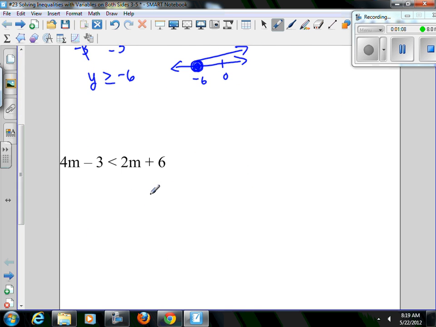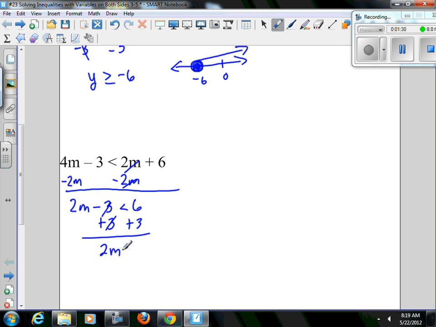Okay? So on this one, we want to get the m's all on the left. So subtract 2m from each side. The 2m's will cancel, and we end up with 2m minus 3 is less than 6. To get m alone, we add 3 to each side. So I have 2m is less than 9. Divide everything by 2. And m is less than 4.5.